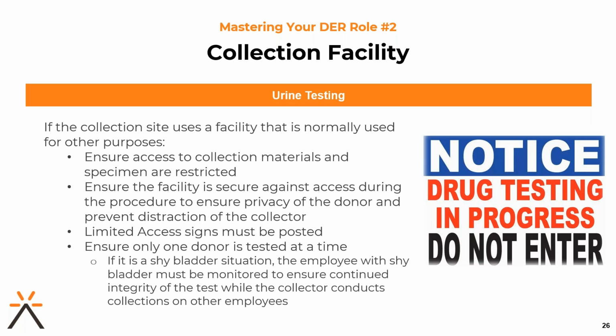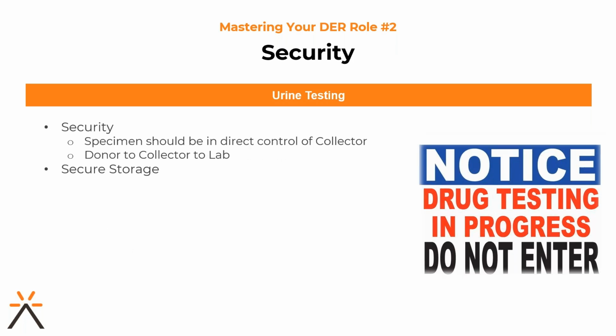You don't want to start and have everybody fill out step 1, work on step 2. You don't want to do that. It's one person at a time. The specimen should always be in direct control of the collector during the process. If you're walking with the vial of urine in your hand, you want to make sure that not only you see it, but the donor sees it.